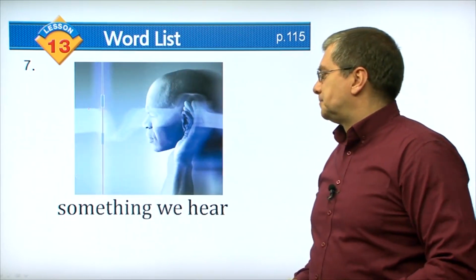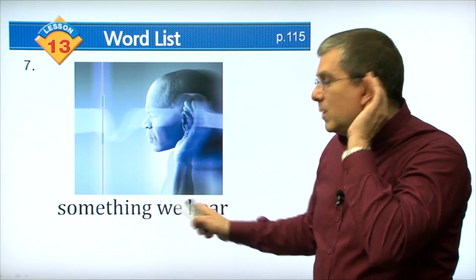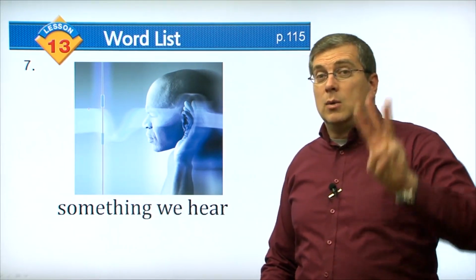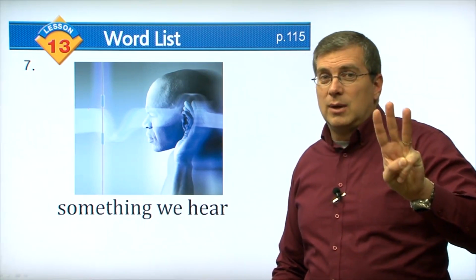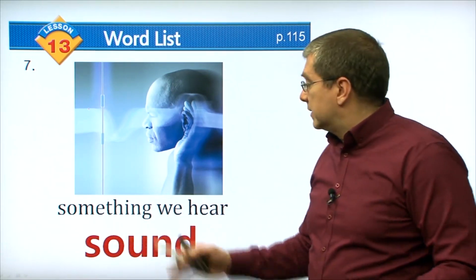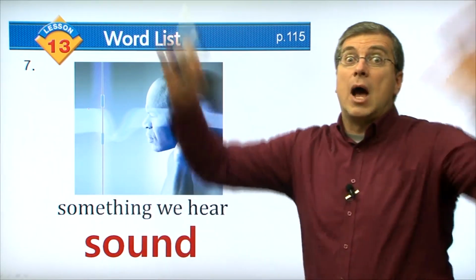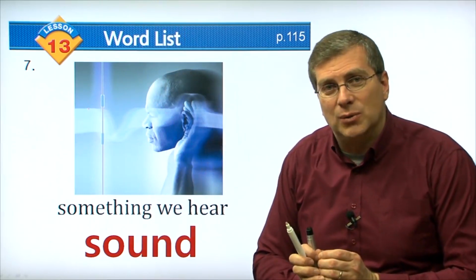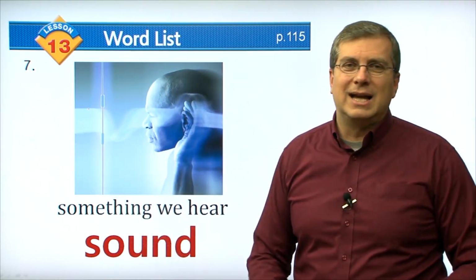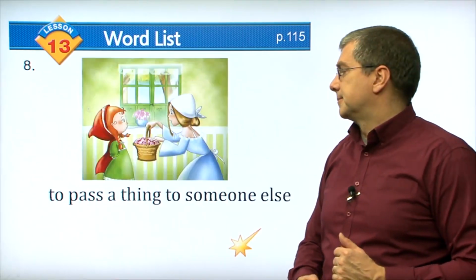Okay. Number 7. This man seems like he's trying to hear something. Something we hear, right? It's another type of energy we talked about in the beginning. We talked about 3 kinds of energy, right? This is one type. This, of course, is sound. Sound is something we hear. There are many different kinds of sounds, right? There's loud sounds. There's soft sounds, right? There's long sounds and short sounds. There's all different kinds of sounds. Good sounds and bad sounds, right? But they are all sounds.